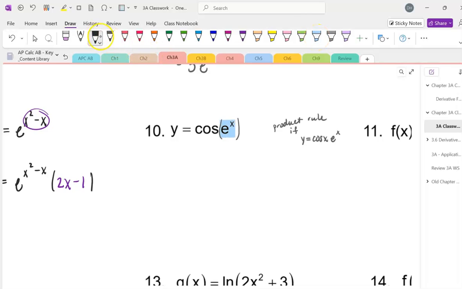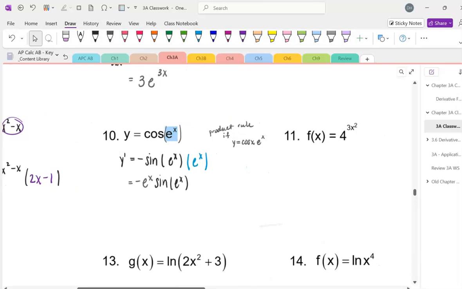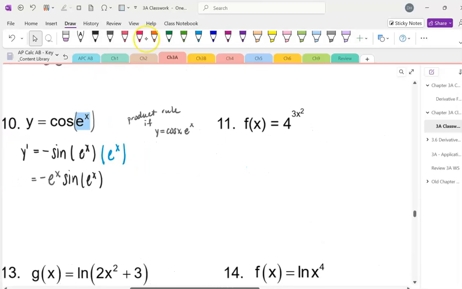That's my inside. So we've got the derivative of the outside. The derivative of cosine is negative sine, and then it's a rewrite. And then we multiply by the derivative of the inside. The derivative of e to the x is just e to the x. So really our answer is negative e to the x sine of e to the x. So this is read: the original y equals cosine of e to the x, and my derivative is then right here.